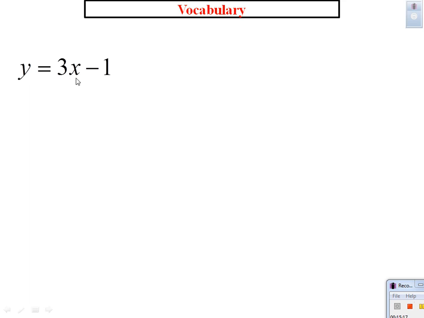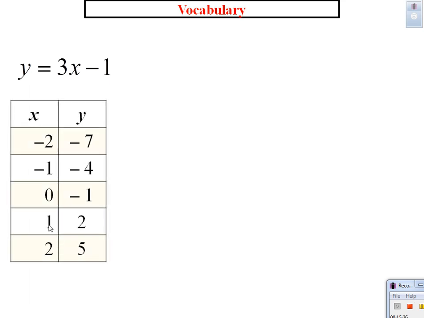If I ask you to graph this using a table, I usually ask you to write domain -2, -1, 0, 1, and 2. So your table would look something like this: -2, -1, 0, 1, and 2. And how do you get these values? Well, we substitute these values for x in here.